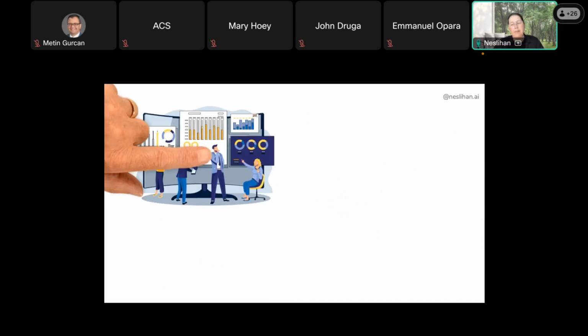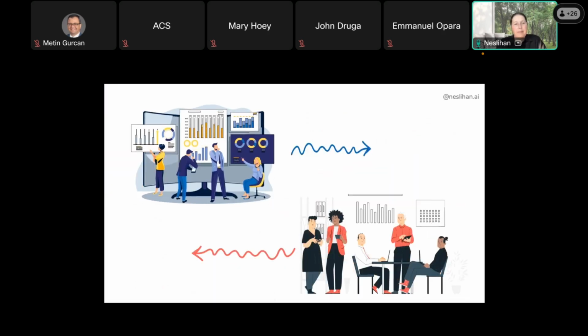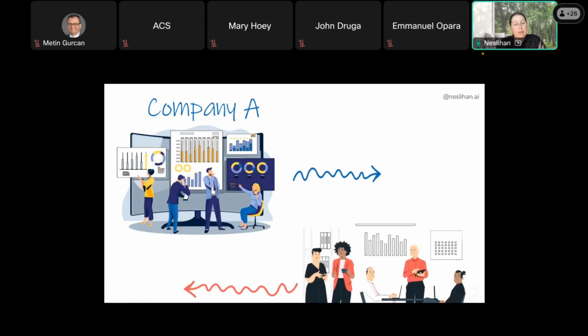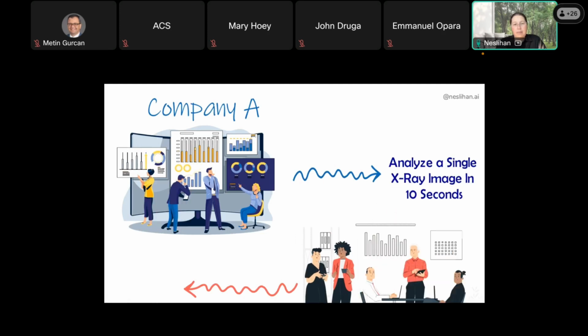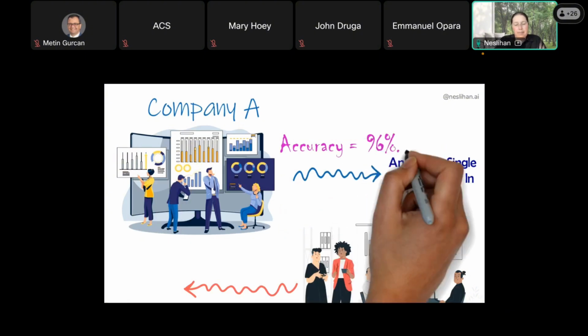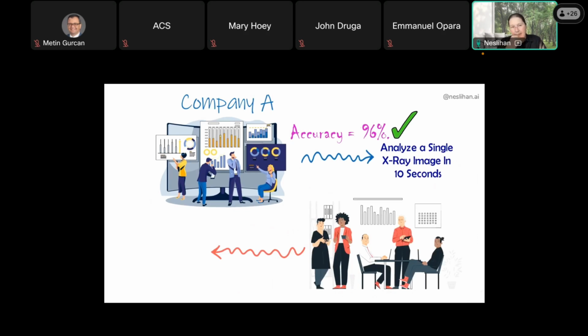Two companies have already developed such a system, and now they demonstrate their models to you. The representative of company A says that their machine learning-based model could analyze a single X-ray image in 10 seconds, and their accuracy is 96%. It sounds quite good. Let's have a look at the other company's product.